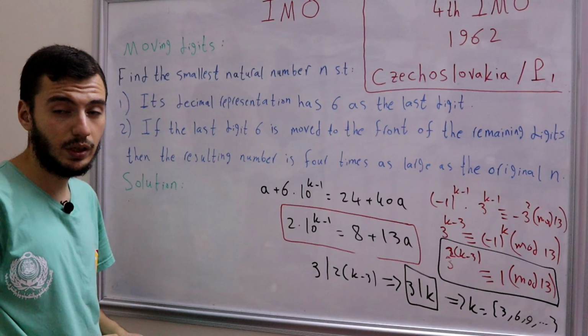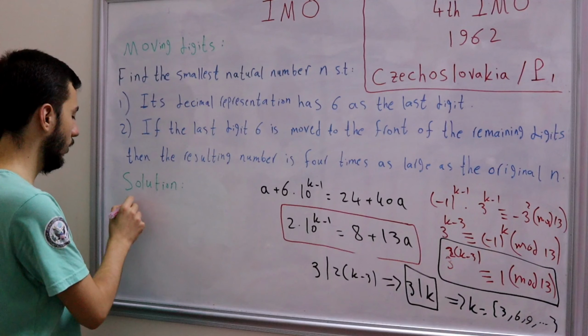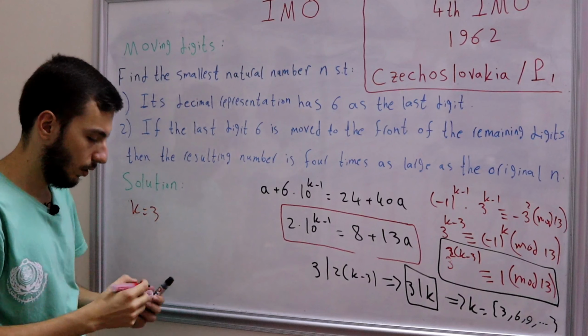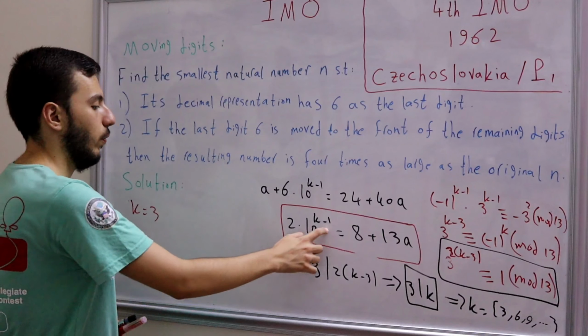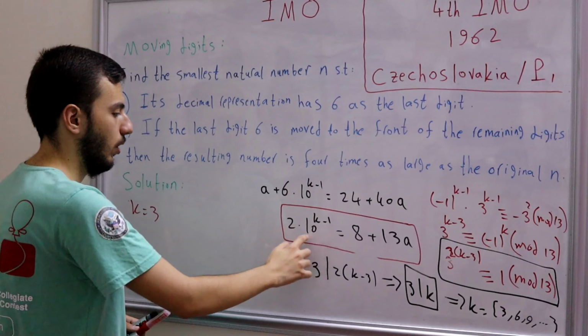We'll just discuss the first case, that is k equals 3, first of all. Clearly here, we can substitute in this equation to get the value of a. So 3 minus 1 is 2. This is 200 minus 8.